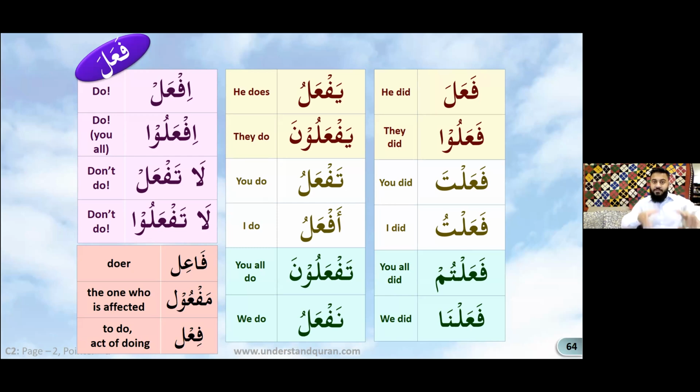We have our three columns that we utilize in this course. The first column on your right-hand side is the madi, or the past tense. The middle column is your mudari, or your imperfect tense. That means something that will happen in the future or is happening now. And your left-hand column is made up of two parts. The top left in bright purple is the amr, the command form. And the bottom, where you have those three, it's your nouns that you're pulling from this verb. Remember, the fa'il, the one who does it, maf'ul, the one that's affected, and fi'l, the act of doing this.